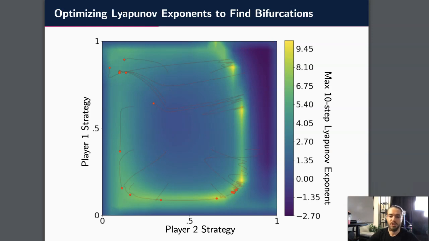Here, we show optimization trajectories for gradient descent on the max 10-step Lyapunov exponent. For various initializations, we can find bifurcations, showing we can use gradient-based optimizers to find a starting point for our branching search.